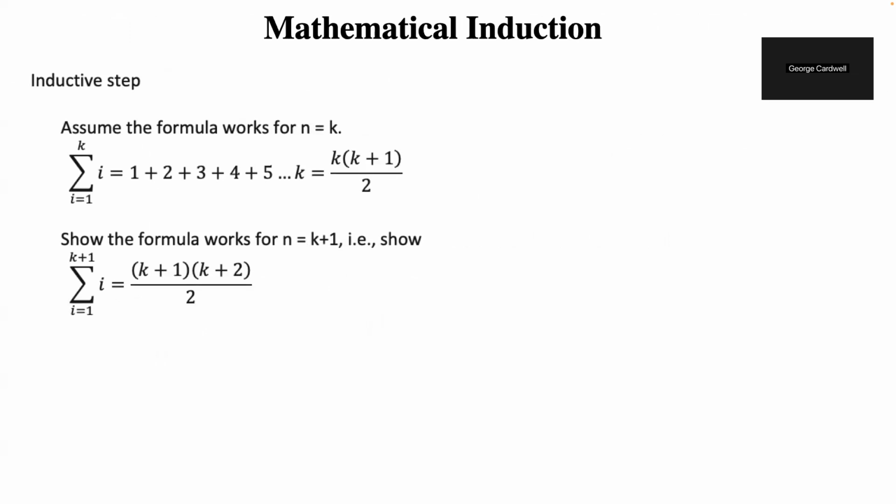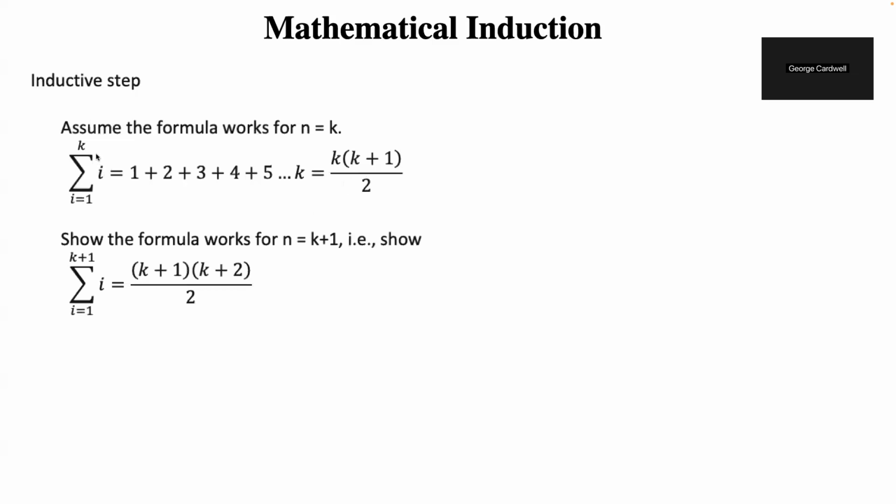Now let's look at the inductive step. For the inductive step, we have to assume that it works for some arbitrary k greater than or equal to 1. So we assume it works for the sum from i equals 1 to k of i. What does that mean? It means 1 plus 2 plus 3 plus 4 up to k. And we're assuming that if I add all those numbers up to k, it'll end up equaling k times k plus 1 over 2.